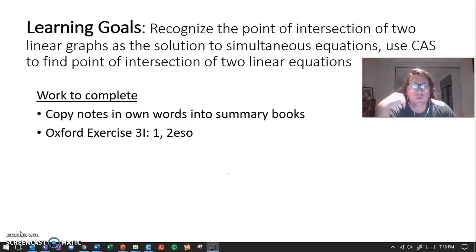In this video, the goals are to recognise the point of intersection of two linear graphs as a solution to simultaneous equations and to use your CAS to find the point of intersection. So we're going to copy down some notes and finish exercise 3I, just like every other video.